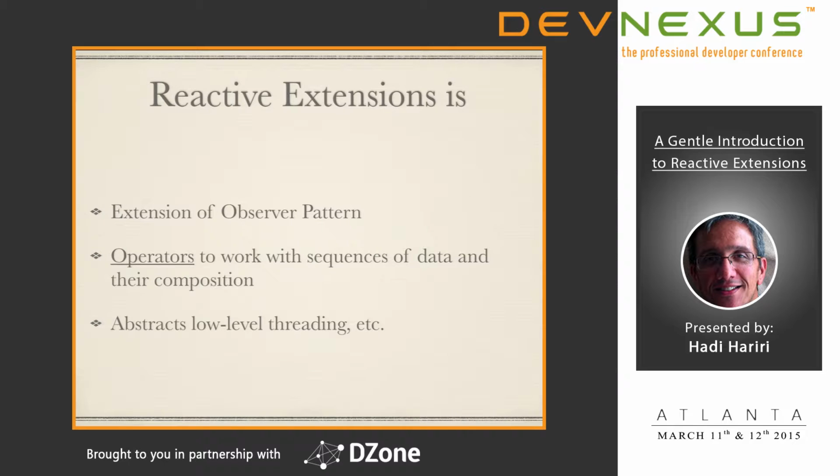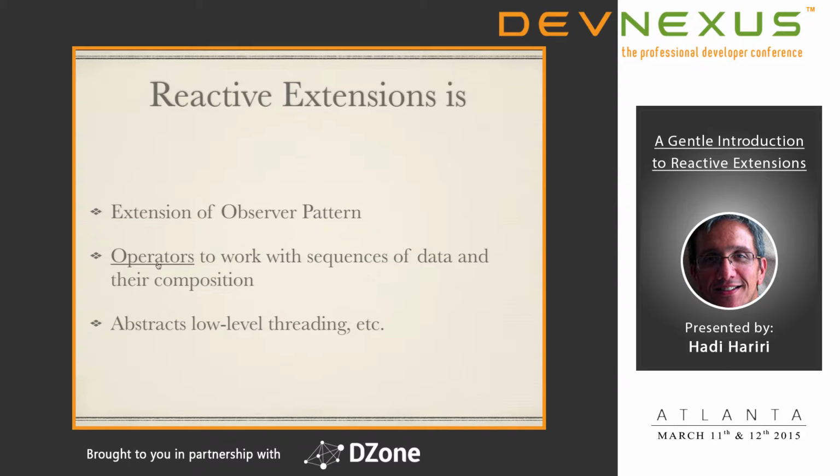So in essence, Reactive Extensions is just an extension of the observer pattern, in which we have new constructs and events like onNext, onError, and onCompleted. Then we have a whole bunch of operators to work with the observable and the observer. What they're doing is abstracting a lot of the low-level stuff, like the threading, that we normally have to deal with when working in an asynchronous way.